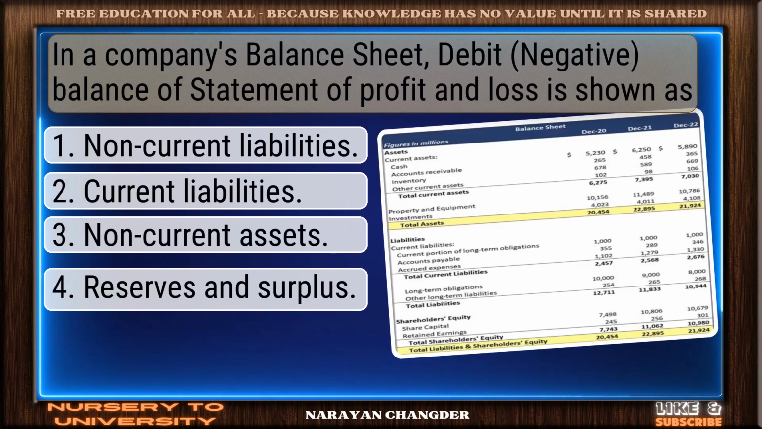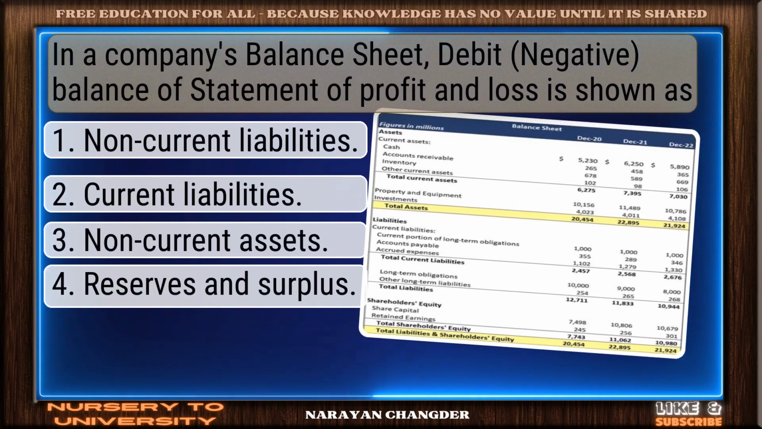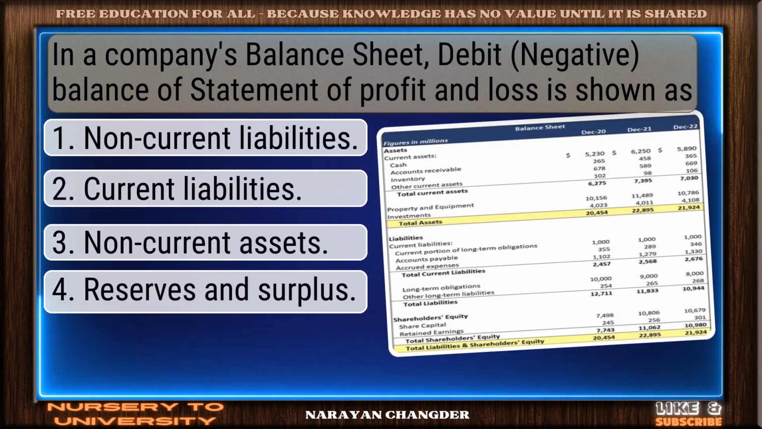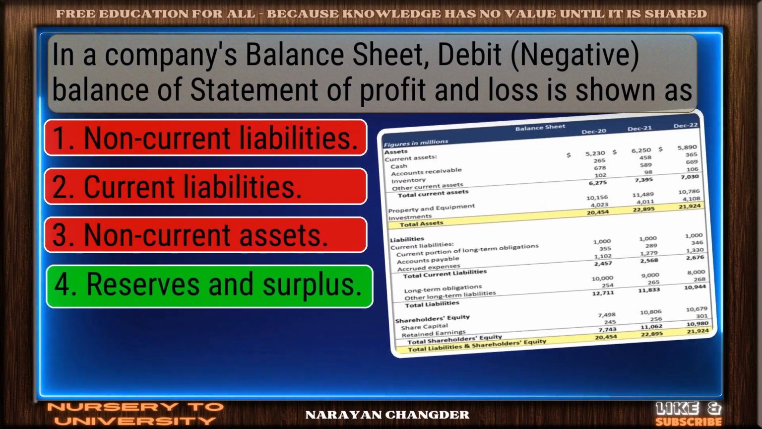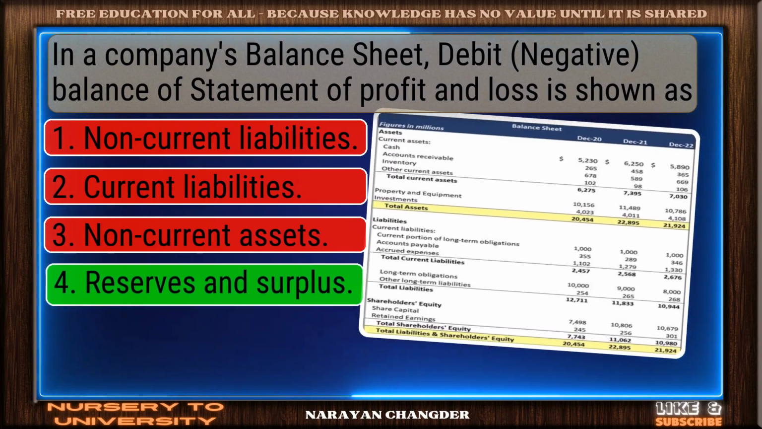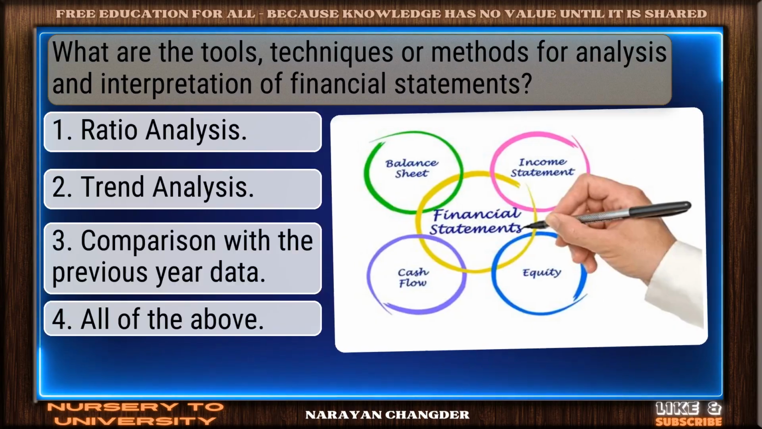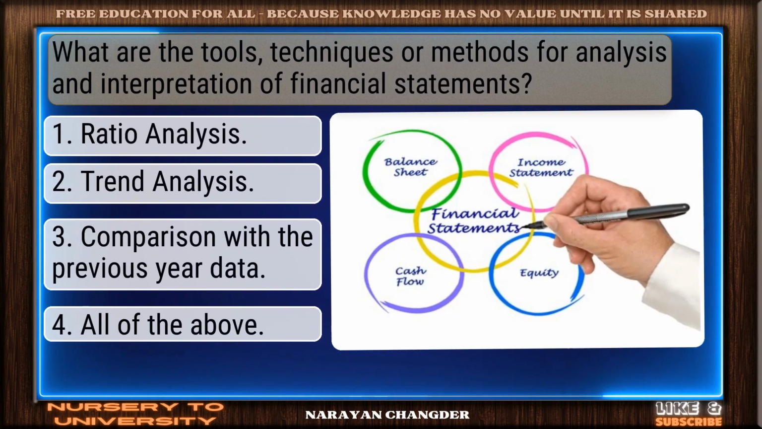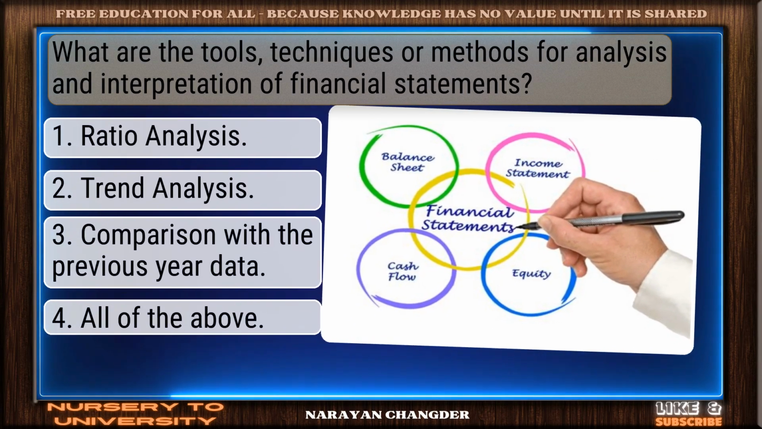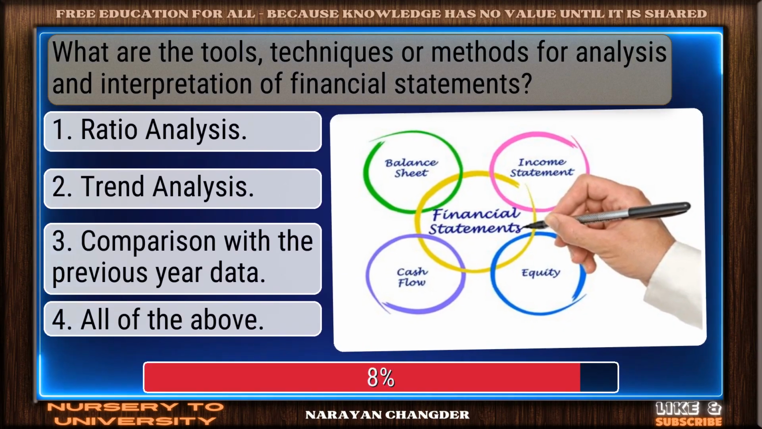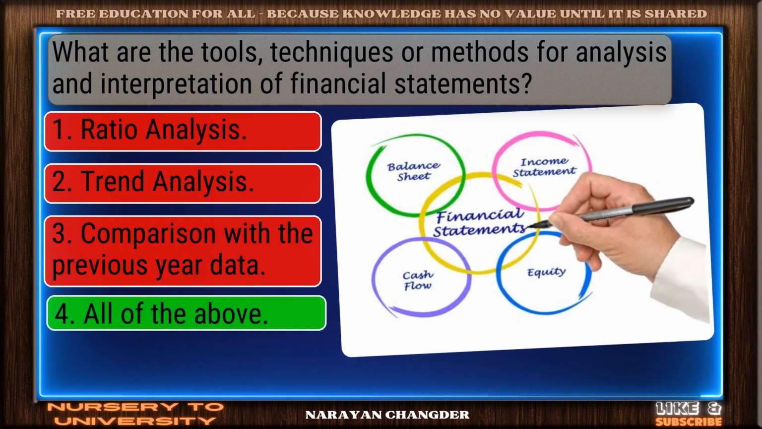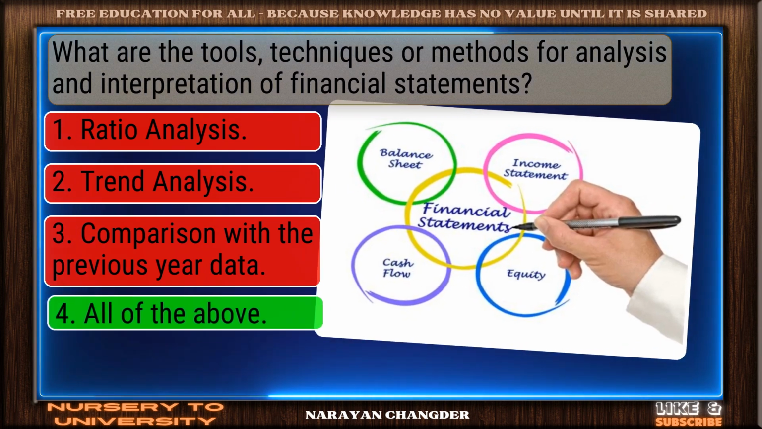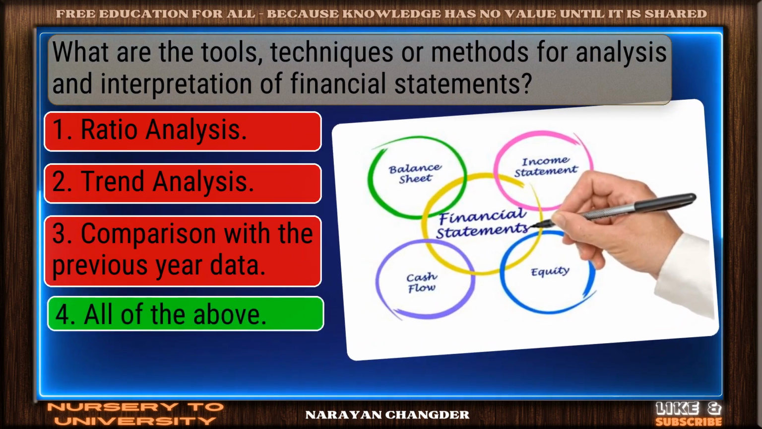In a company's balance sheet, debit balance of statement of profit and loss is shown as? Solid response. Reserves and surplus is a valid choice. What are the tools, techniques, or methods for analysis and interpretation of financial statements? You're right. All of the above is the correct answer.